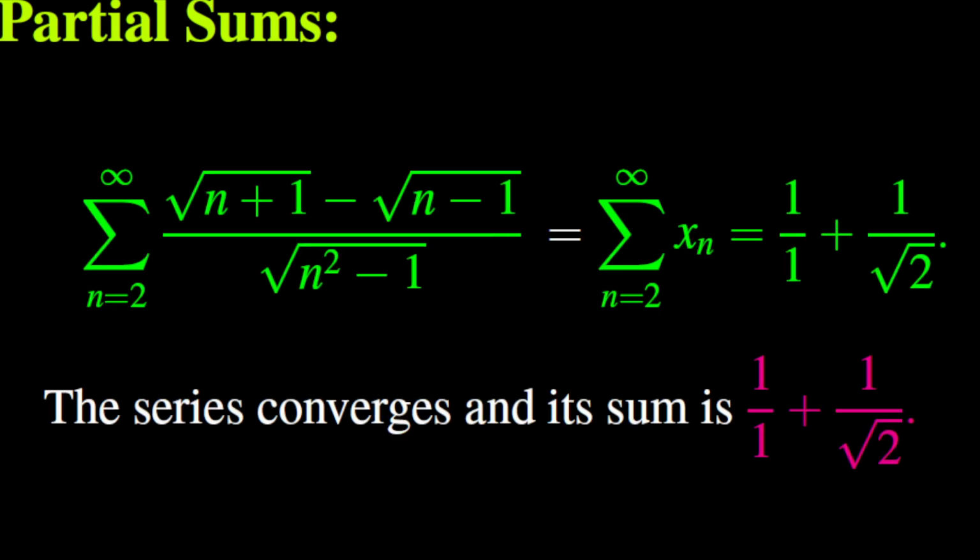We finally conclude that the series, the square root of n plus 1, minus the square root of n minus 1, divided by the square root of n squared minus 1, for n going from 2 to infinity converges, and its sum equals 1 plus 1 over square root of 2.